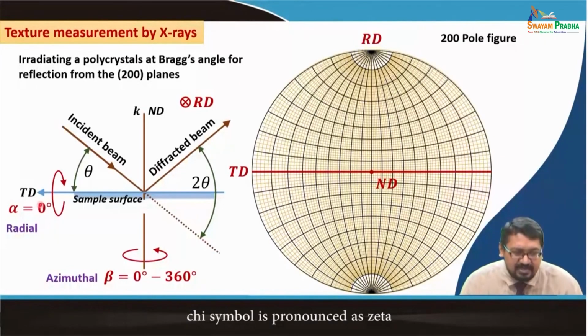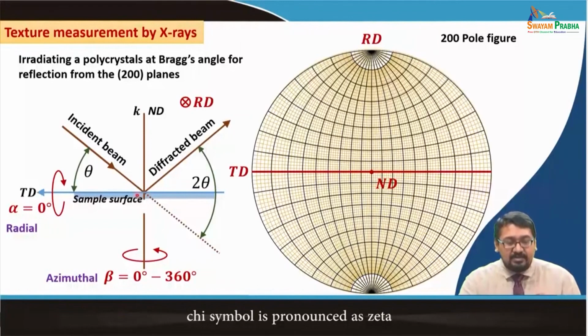Now, when you have not given any rotation of alpha and beta, that means the intensity basically corresponds to the bisector of the incident and the diffracted beam, which is exactly the ND, right. So, the ND of the sample is in the same direction as the direction of the incident beam.